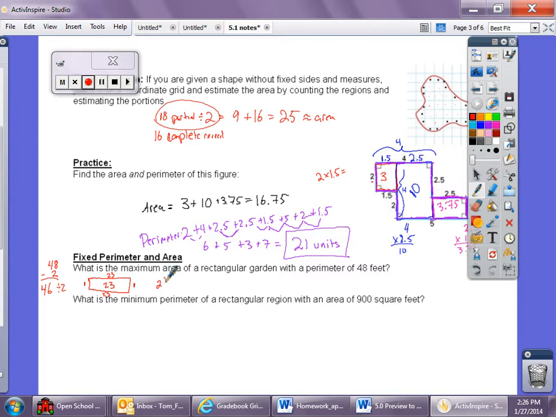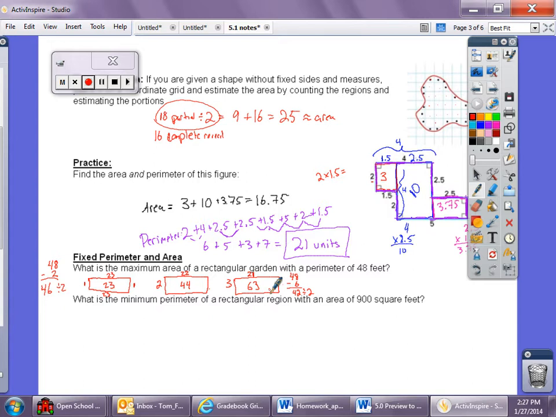Now if we do it with a 2, so 2 by what? Well, 48 minus 4 divided by 2 will give us 22, which will be 44. If we do it by 3, 48 minus 3 and 3, so 48 minus 6. So 48 minus 6 is 42, divided by 2. That gives us 21. So this is going to be 63.